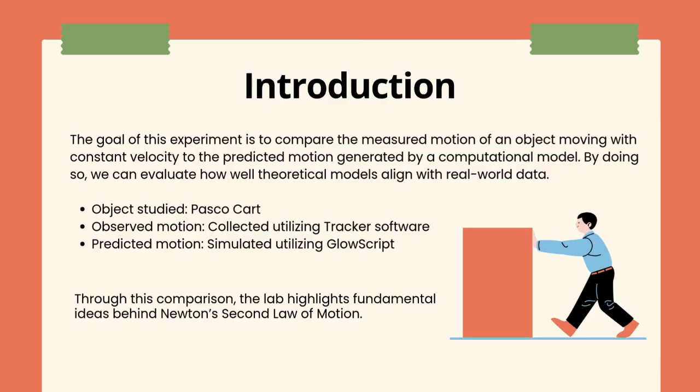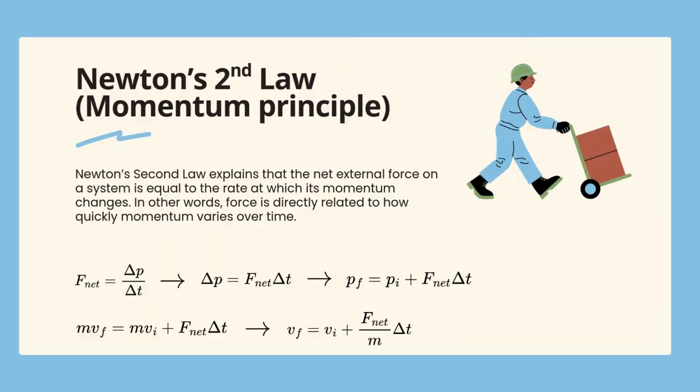The goal of this experiment is to compare the measured motion of an object moving with constant velocity to the predicted motion generated by a computational model. By doing so, we can evaluate how well theoretical models align with real-world data. The object I used was the Pascal cart, and I observed the motion using the Tracker software, and I generated a model using GlowScript. Through the comparison between the observed and the ideal model, the lab highlights fundamental ideas behind Newton's second law of motion.